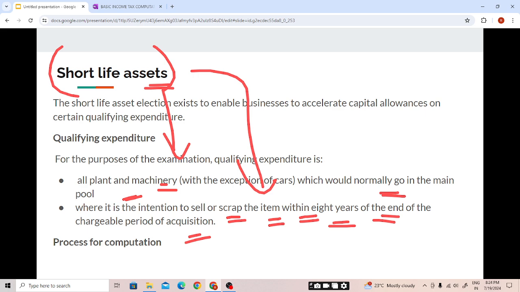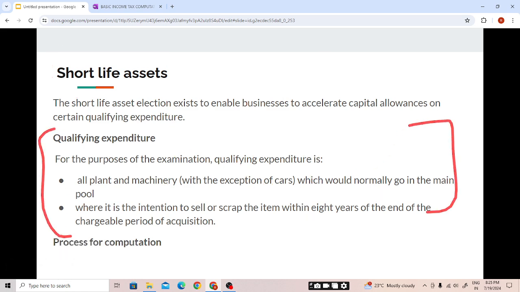If an asset belongs to the main pool, or it is plant and machinery, and we expect to sell or scrap the plant and machinery within 8 years, we will show it under a separate pool, that is the short life asset pool. I hope the qualifying expenditure is clear. The expenditure which qualifies for the short life asset pool is all plant and machinery which would normally be under the main pool, but we have the intention to sell or scrap the asset within 8 years of the end of the chargeable period of acquisition.